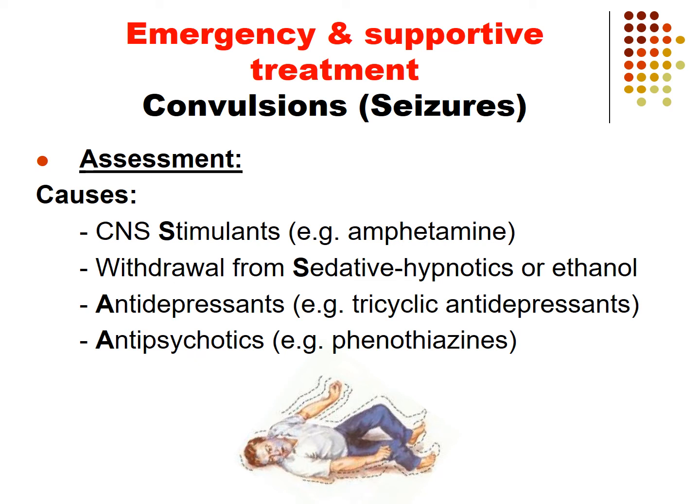Seizures may occur due to overdose from CNS stimulants or poisoning from CNS stimulants like cocaine and amphetamines. Sometimes from withdrawal from sedative hypnotic drugs, especially if the person is addicted to these drugs. The use of some antidepressants like tricyclic antidepressants or the use of antipsychotics like phenothiazines, overdose from these drugs may result in convulsions or seizures.